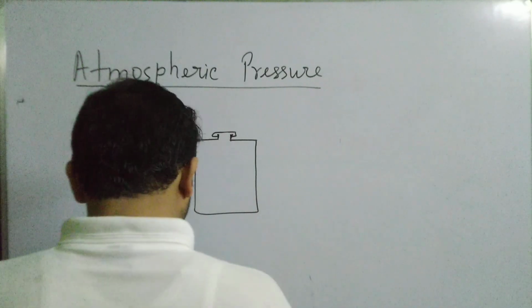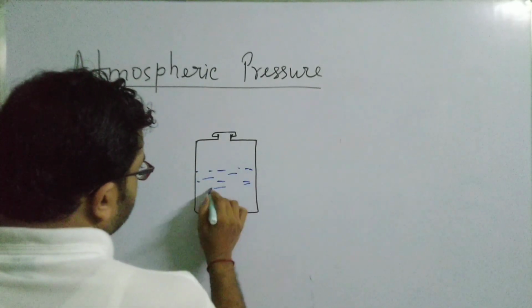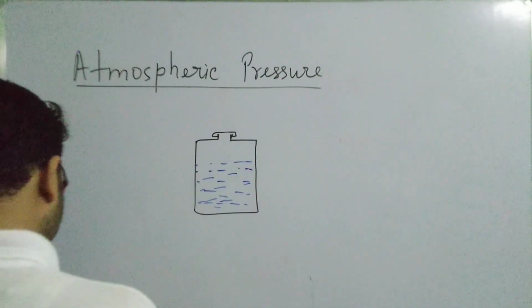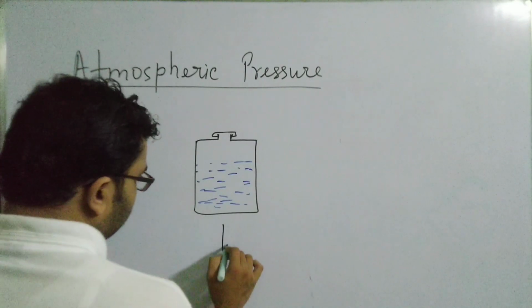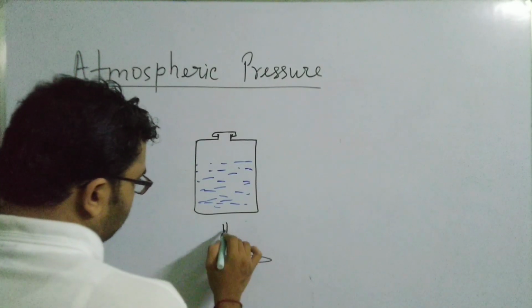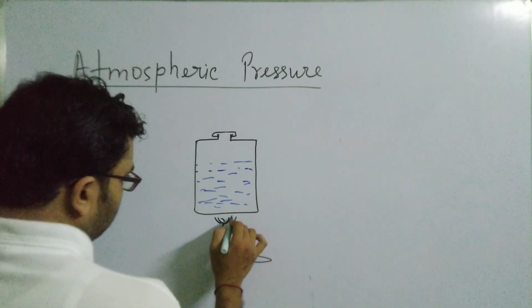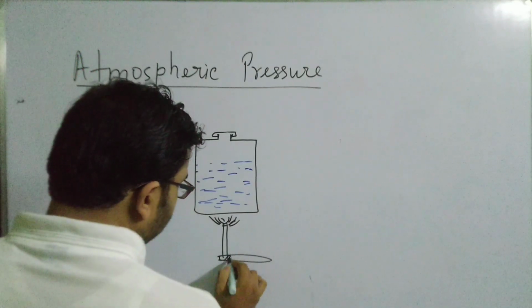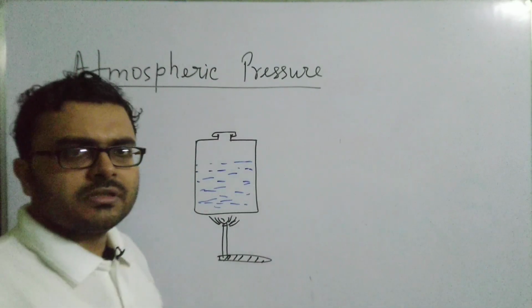We have taken a certain amount of water in this tin. Now what happens? We are using a burner to heat this tin can. When you are heating this tin can, the water slowly turns into vapor.